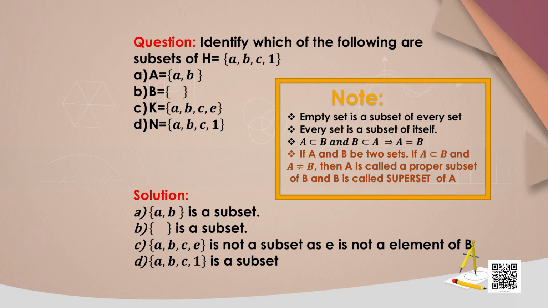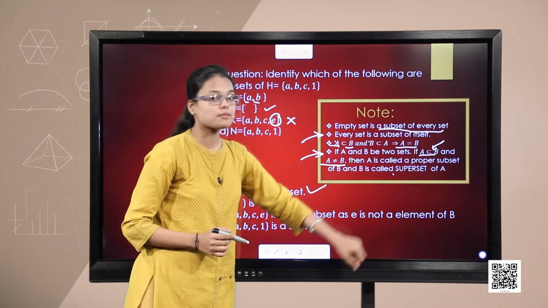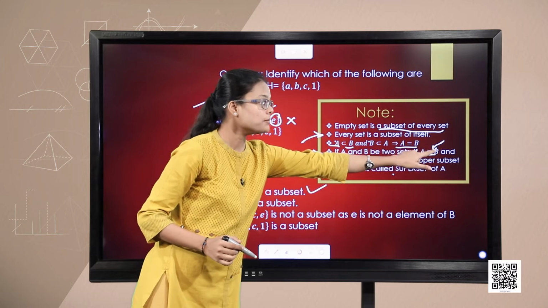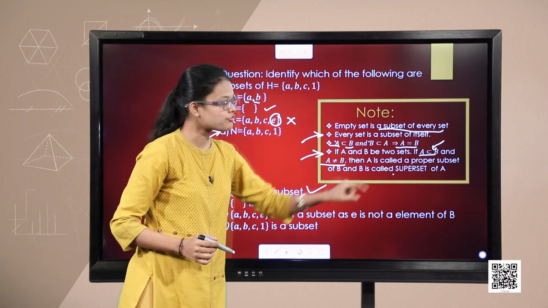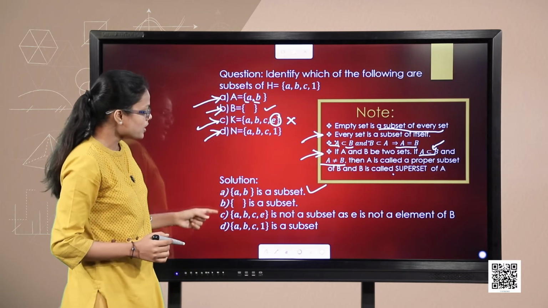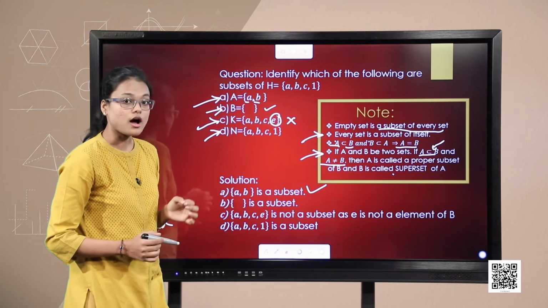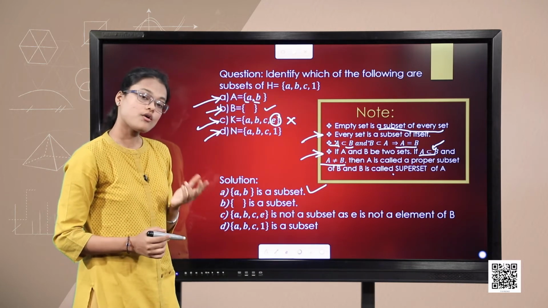Now, the last point. Students, notice when we have two sets and A is a subset of B, but A is not equal to B, that means there always exists at least one element in B which is not in A. Then the set A is said to be a proper subset of B, and B is said to be the superset of A.